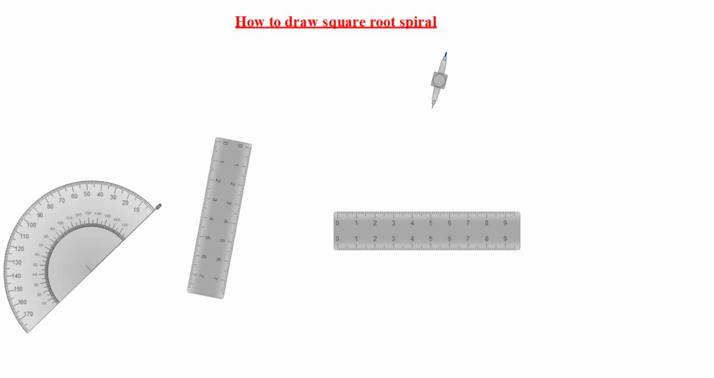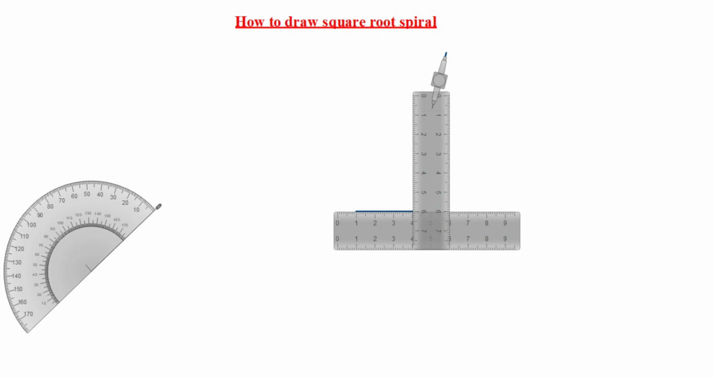Today we are going to learn about how to draw a square root spiral. This is a classroom activity for grade 9. Take a scale to draw a 3 centimeter line. You can take any length, but I am taking 3 centimeter as 1 unit.